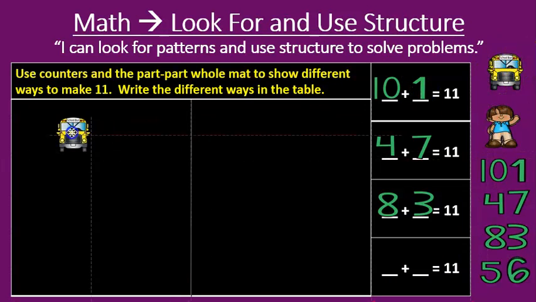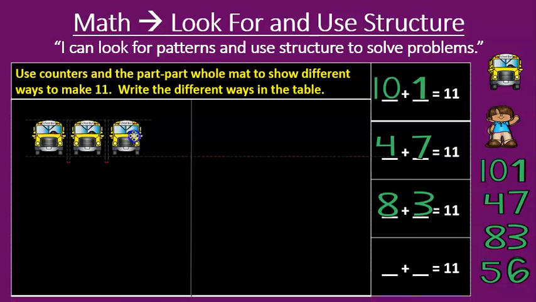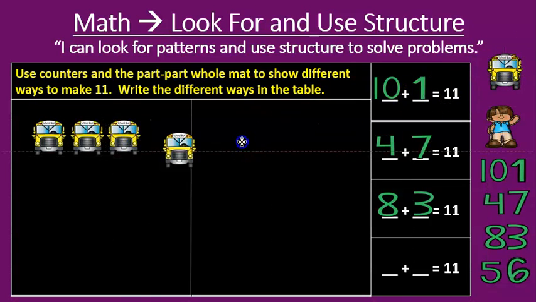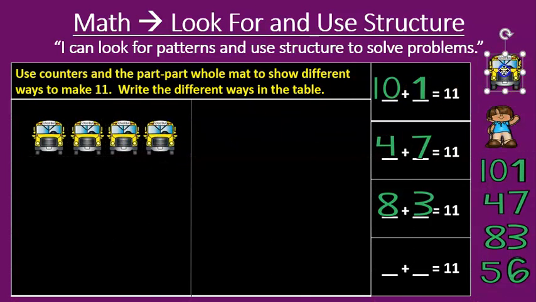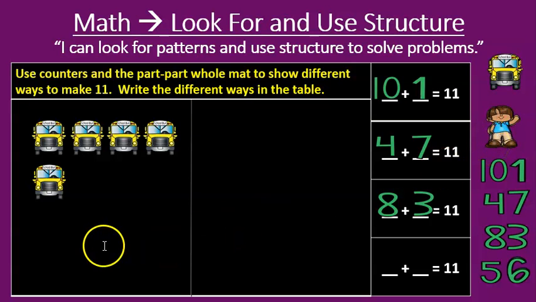Let's put 1, 2, 3, 4, 5. And let's just stop there, okay? We put 5 buses there. So what we're going to do now is we got to put 5 down here because we do have 5 buses there. So let's do that.